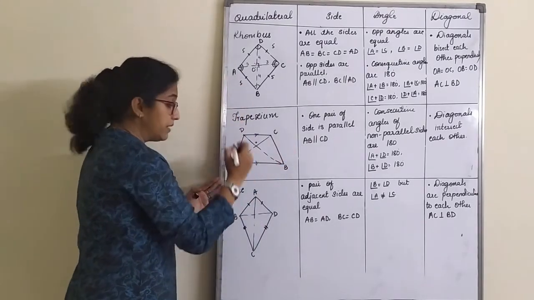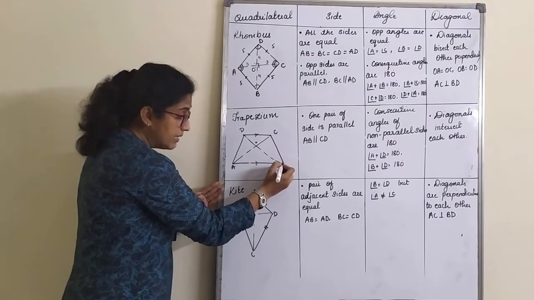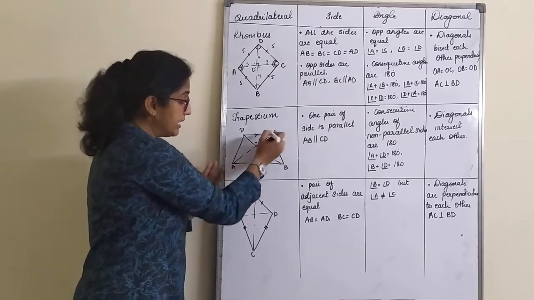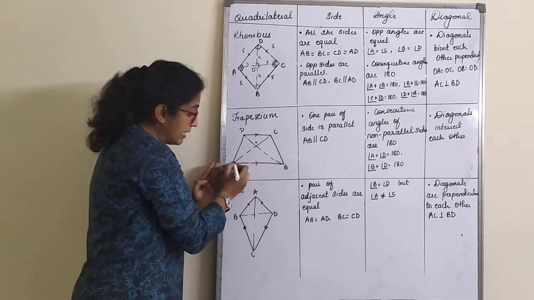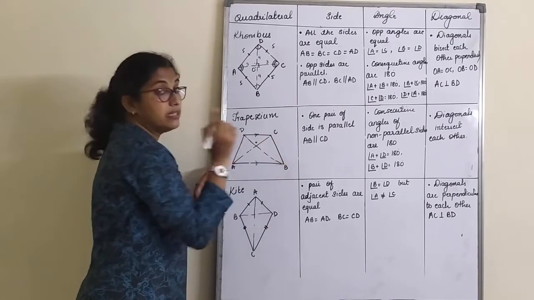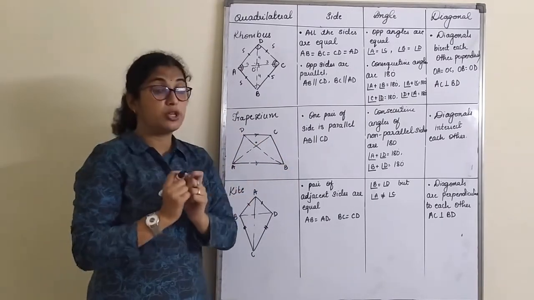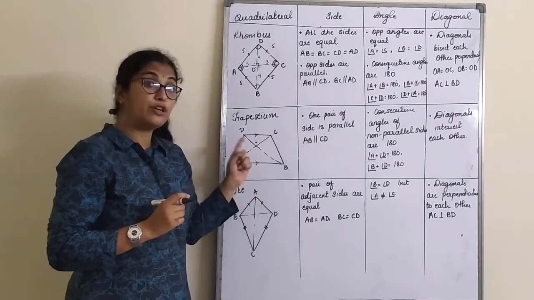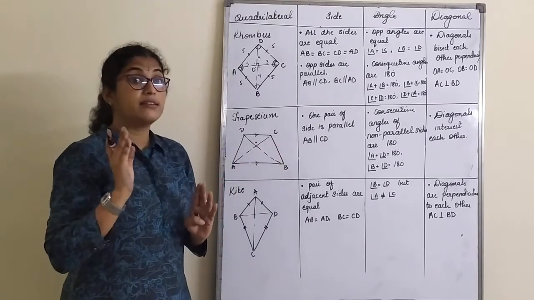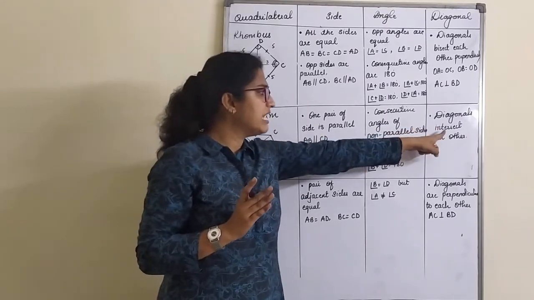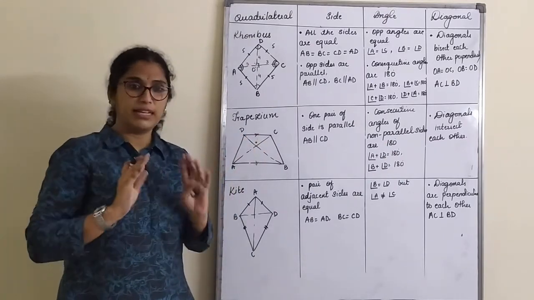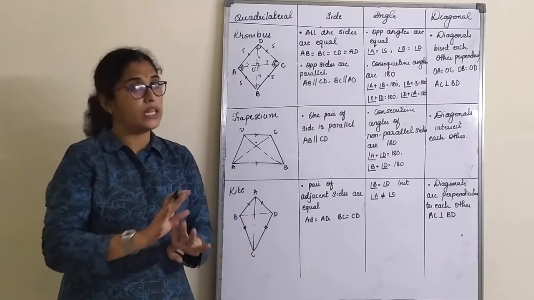I can't tell, like the previous one, A plus B is 180, B plus C. No. Here, non-parallel sides are AD and BC. So, angle A plus angle D is equal to 180 and angle B plus C is equal to 180. This is one special property, the consecutive angle property of a trapezium, where you have to remember non-parallel sides' angles are supplementary. Diagonals intersect each other. Intersect means they meet at one point. That's all. No bisecting, no equal, nothing.